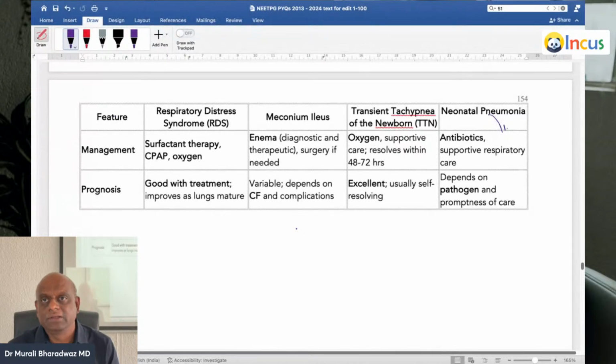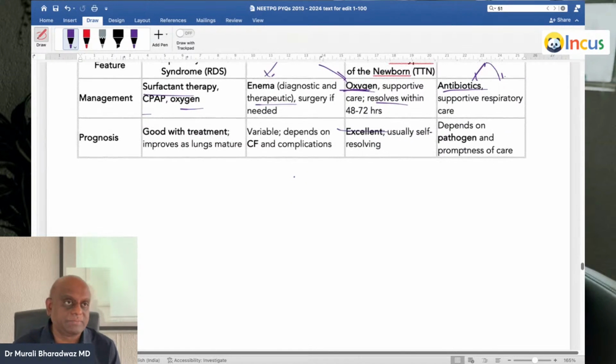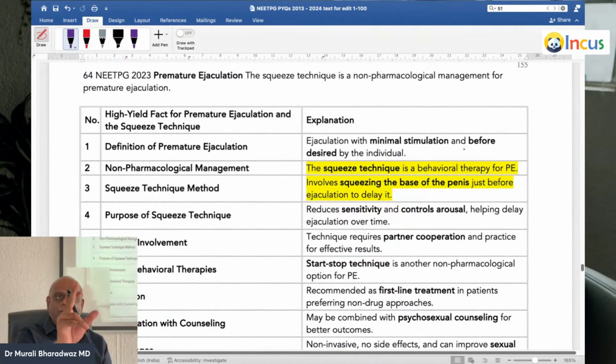So how do you treat respiratory distress? We give CPAP, oxygen therapy and surfactant. Meconium ileus, enema. It is both diagnostic and therapeutic. And transient tachypnea, oxygen, and generally it resolves in 48 to 72 hours. And neonatal pneumonia, we give antibiotics. So this is the quick summary of the differences. Definitely one question will come.